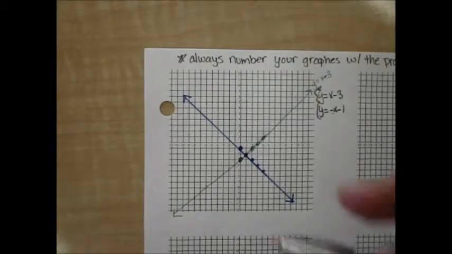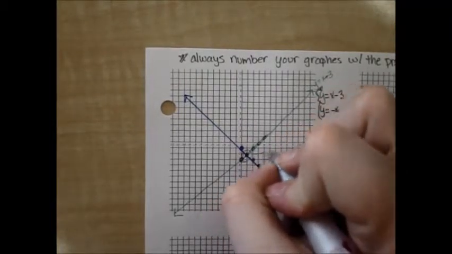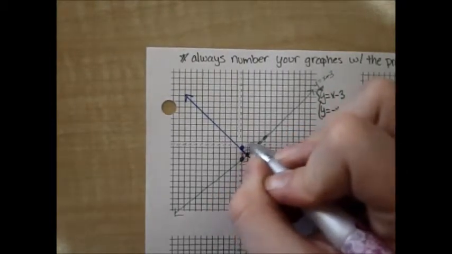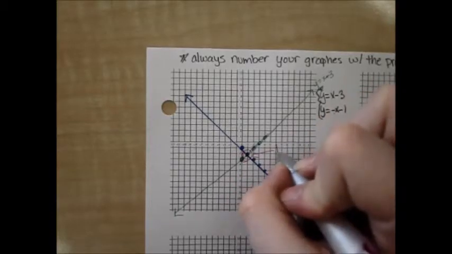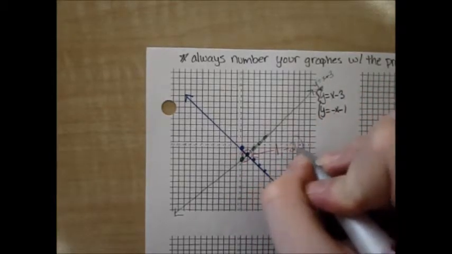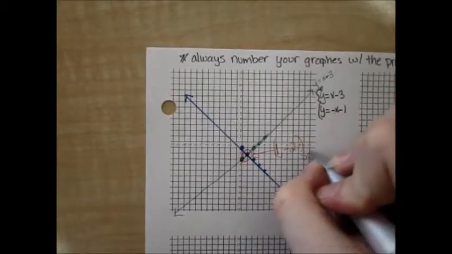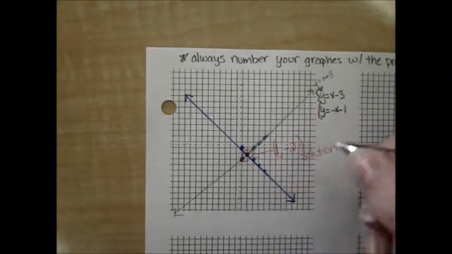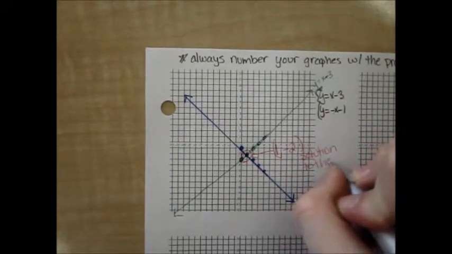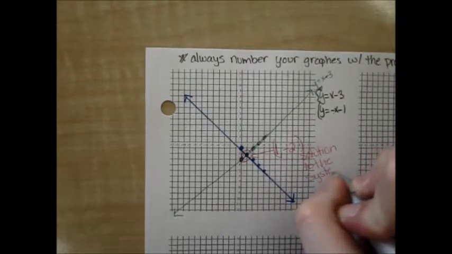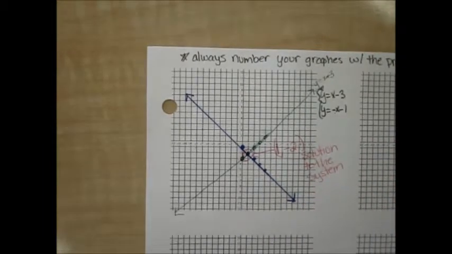I see that my lines cross right here. That's the point where they cross. They cross at 1, negative 2. So this is my solution to the system. It would be 1, negative 2.